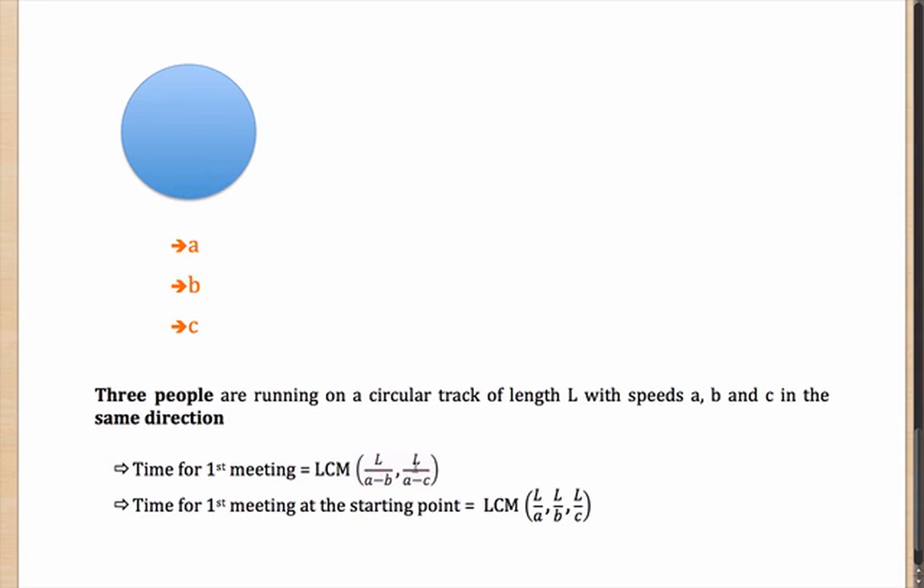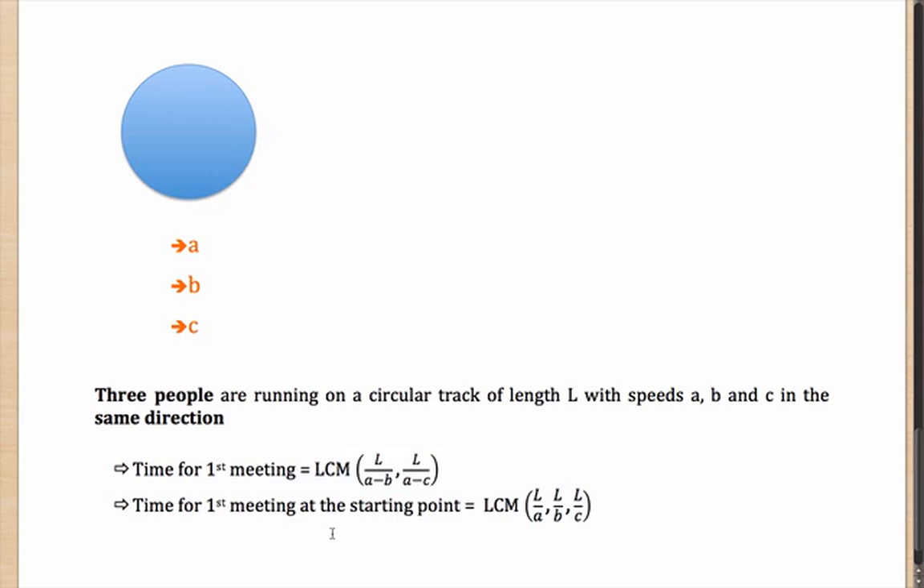If you notice, 60 seconds was common in the two values, in the two series. It was also the LCM of 15 and 20. What will happen at that 60th second? At the 60th second, A will be meeting B. At the 60th second, A will be meeting C. Now A can be at only one point at a point in time. So if he is meeting B and if A is also meeting C, that means all three of them are meeting. And that is how you got the formula for the first meeting when three people are moving in the same direction. That is LCM of L by A minus B and L by A minus C.